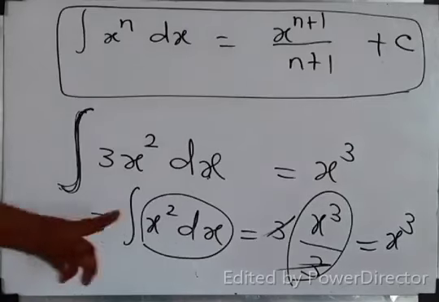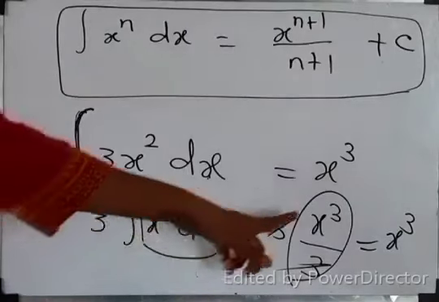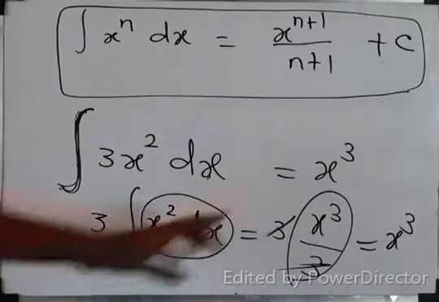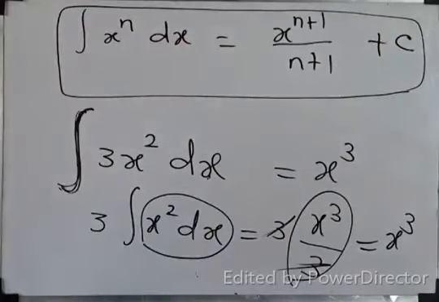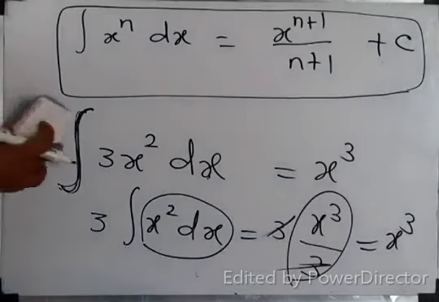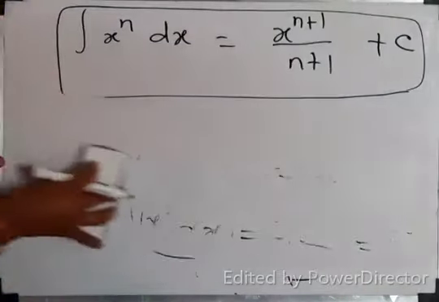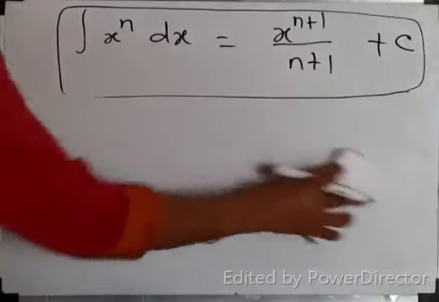Now, x square dx, what will you get? X cube by 3. Now, what is the c? Why are we writing plus c? Okay. Now, for that, listen once again. Only the intro, okay?